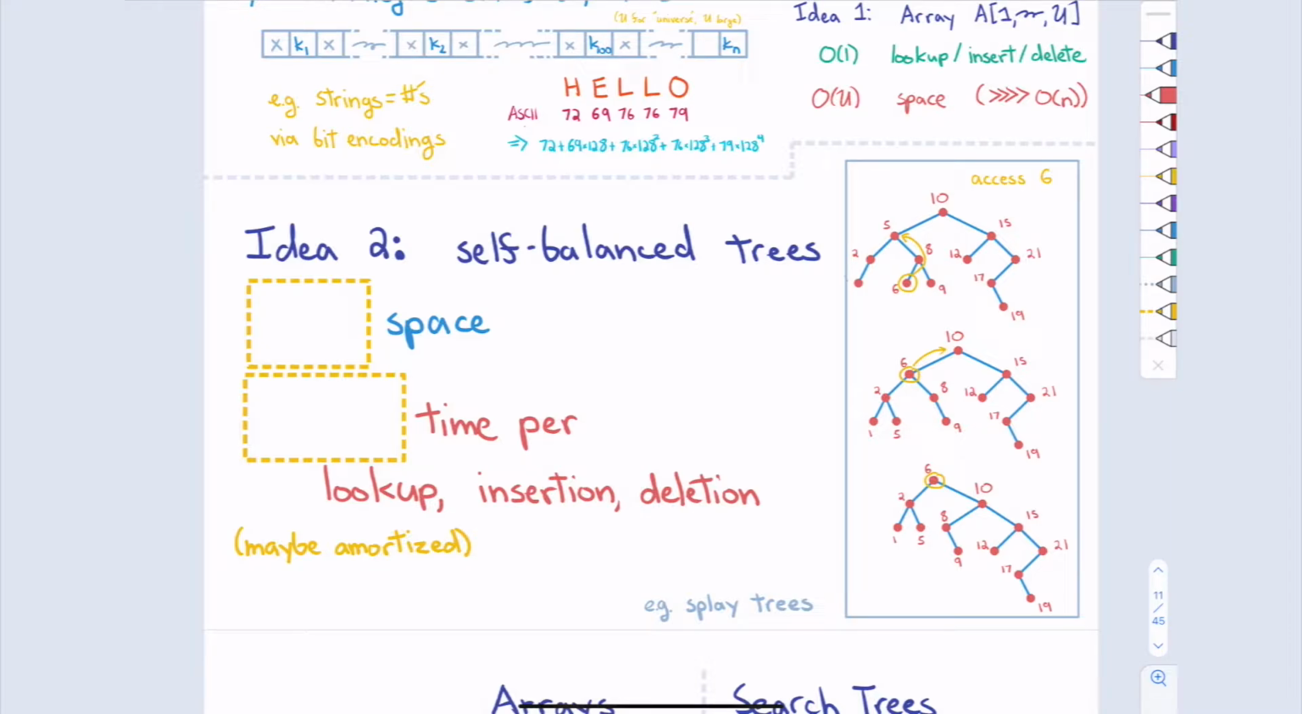What's the space usage? O of n. That's right, because you have a tree with n leaves, so you have n minus 1 internal nodes. And what's the time for looking up, insertion, and deletion? Log n. Okay, good. Maybe amortized, of course.